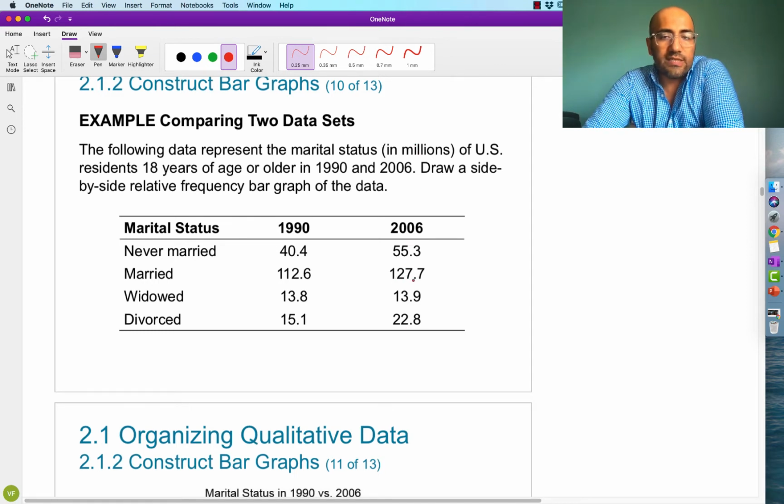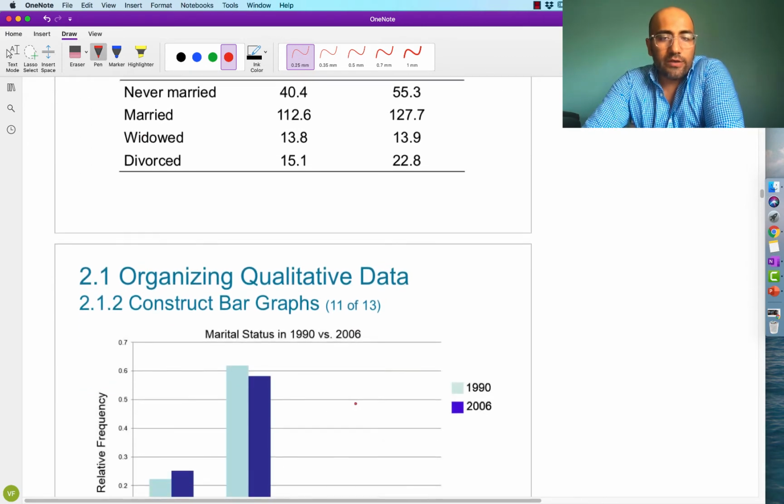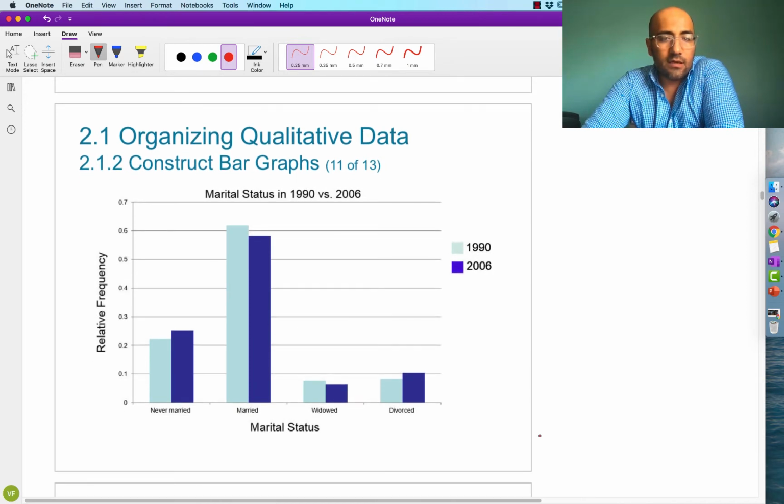So 127.7 million people were married, 13.9 million were widowed, and 22.8 million were divorced. Good. Okay, so we can present that in a nice side-by-side bar graph like this. We can assign a color scheme to identify the different years. So light blue is 1990, 2006 is the dark blue. We have to have a little legend on the side so that people looking at this for the first time can decipher it.